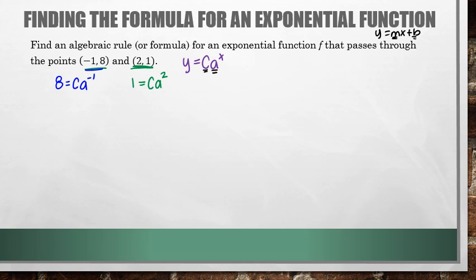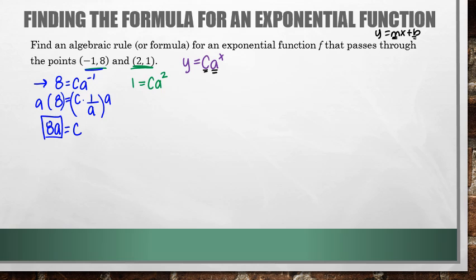For example, I'm going to solve this equation for c and get c in terms of a. Remember that anything to a negative power is the same thing as 1 over that. So 1 over a to the first is just 1 over a. Now to get the c by itself, I'm going to multiply by a onto both sides. So I get 8a equals c.